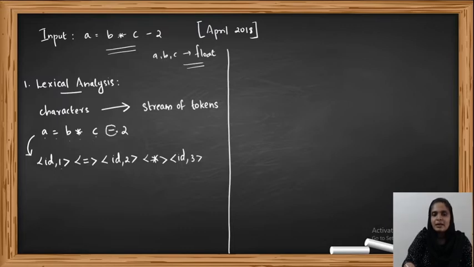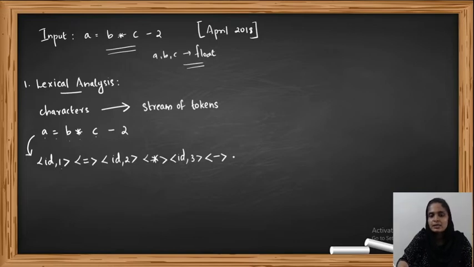Next lexeme is minus. Minus is an operator. So we write it as minus itself. Let me just remove this line. Now the last lexeme is 2, right? And we know that 2 is a constant. It's a numerical value constant. So we write it as 2 itself.